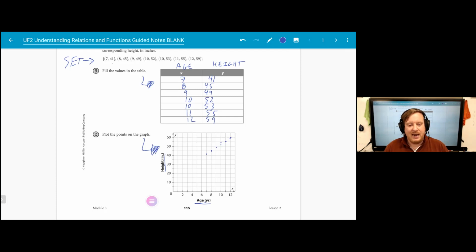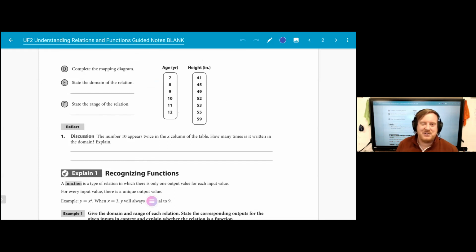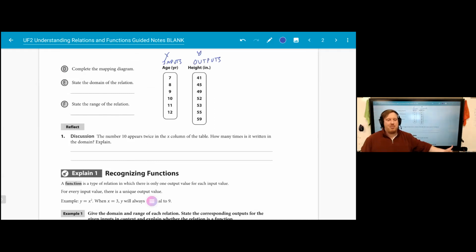Well, let's see what we got next. We're on the next page now. It says complete the mapping diagram. We've got 4 ways to look at this data. Very interesting. A mapping diagram is where you put all the inputs on one side, these are my X or my inputs, and my Y or my outputs on the other, and then you draw arrows from the inputs to the outputs.